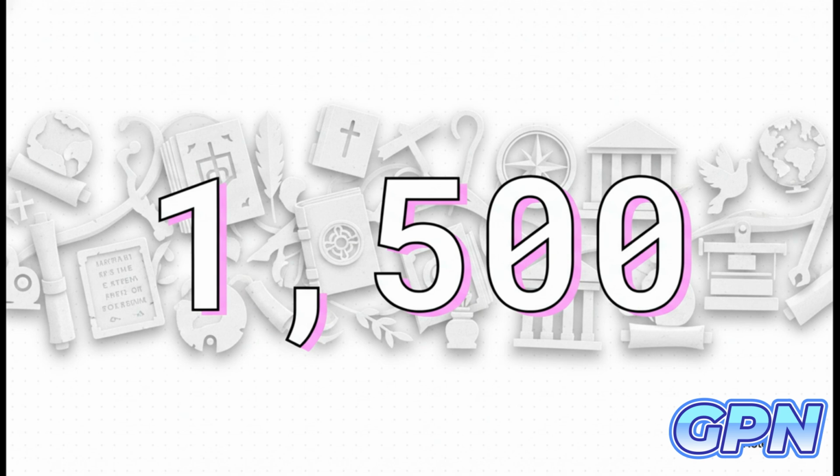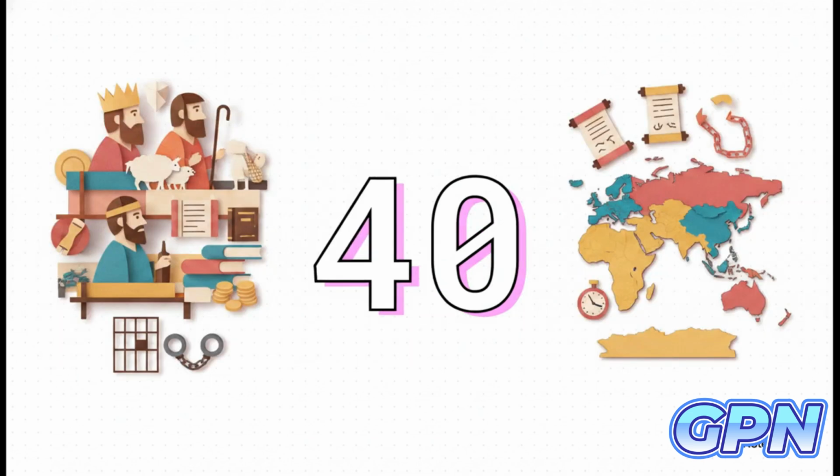Just think about how much our world changes in a single century. Now multiply that by 15. And to add another layer to that complexity, it was written by roughly 40 different people. We are talking about a completely wild mix of authors. Kings, shepherds, fishermen, a doctor, a tax collector, even prisoners sitting on death row. They wrote this across 3 different continents using 3 different languages.